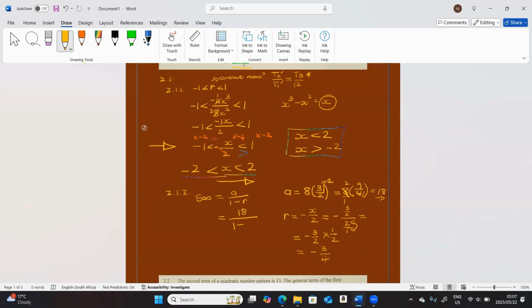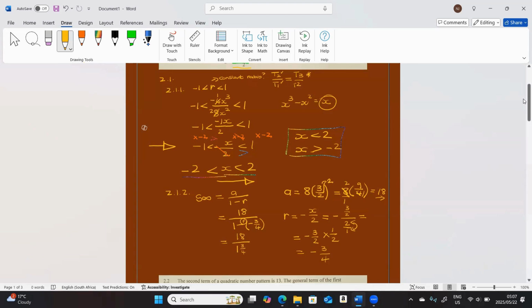But remember, when we do substitution, please do it in brackets for me. We are replacing R with its value, which is negative 3 over 4. So you would say negative 3 over 4. Then the negative times the negative would give you a positive. So the simplified version of this is 18 over 1 plus 3/4. So it's 1 and 3/4.